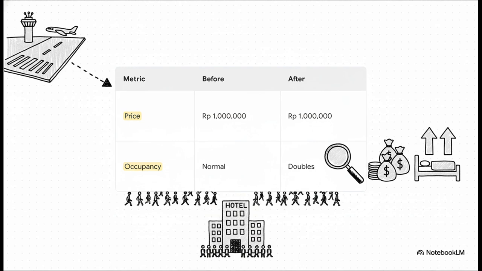A brand new airport opens up nearby. Notice the hotel's price is unchanged. It's still 1 million rupiah, but their occupancy doubles. Suddenly, a flood of new travelers has entered the market and they all need a place to stay. This is a perfect example of how a change in a complementary good, in this case air travel, can cause a massive positive shift in demand for your product.